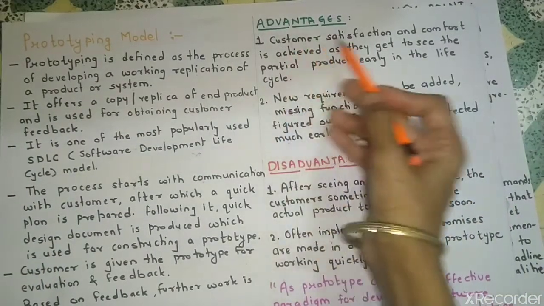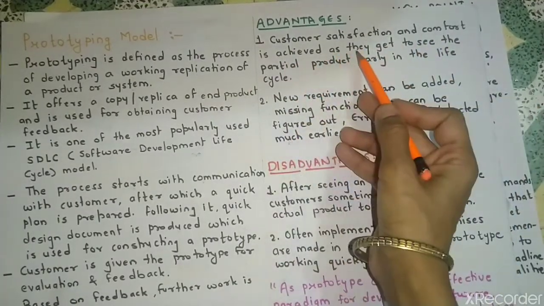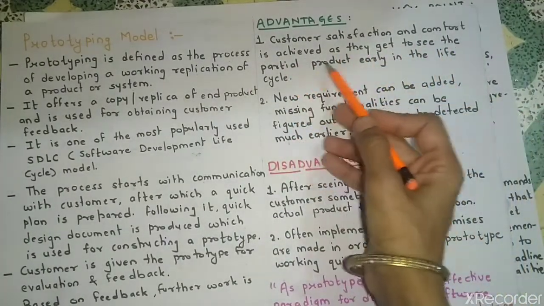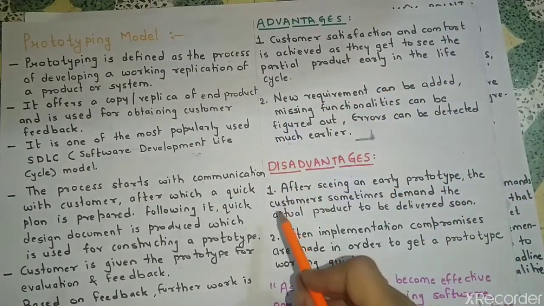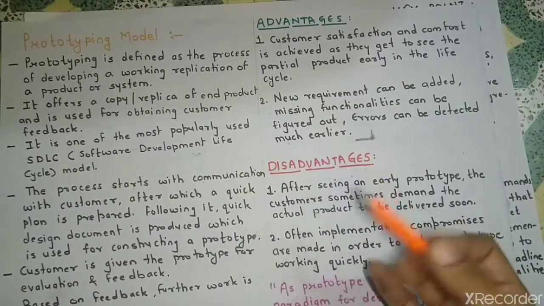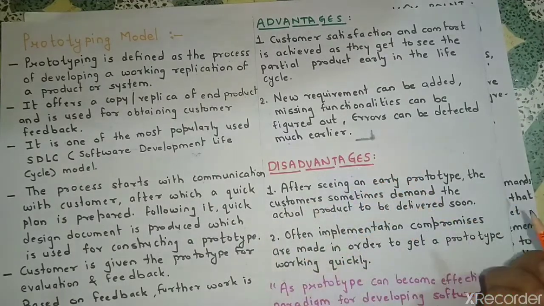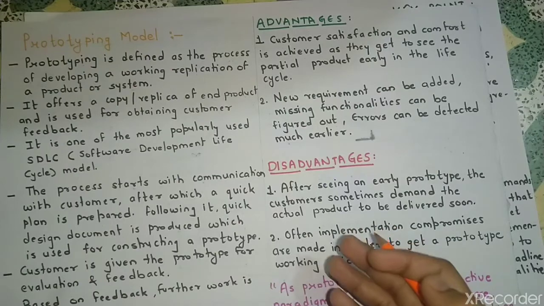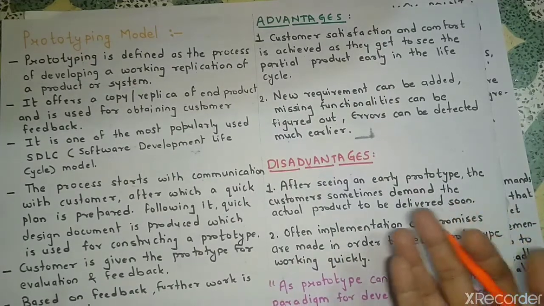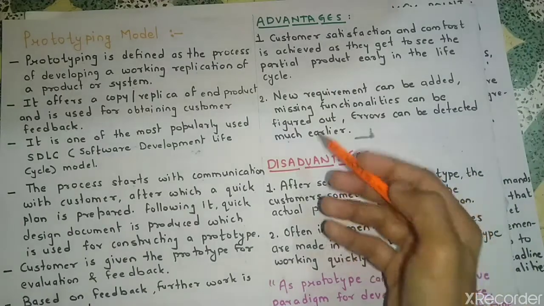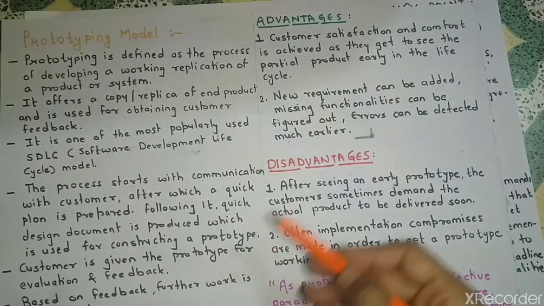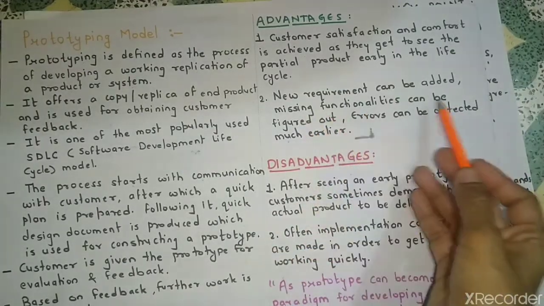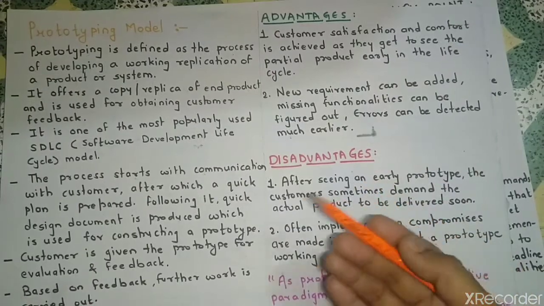So here customer satisfaction and comfort is achieved as customers get to see the partial product early in the life cycle. If you remember, we had talked about this issue. In the waterfall model, the customer was not getting to see what the end product would be till the very end stage of the software development. So they do not have an idea of how it will look like, but here they are getting it very early. The next advantage is new requirements can be added because with each cycle we can go on adding requirements.